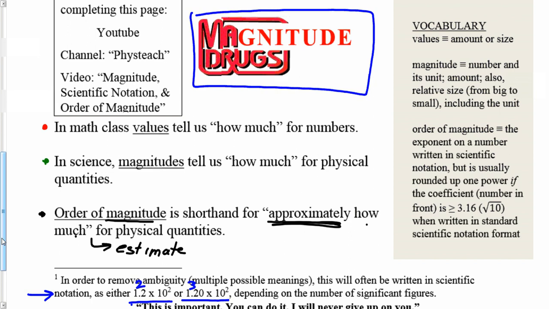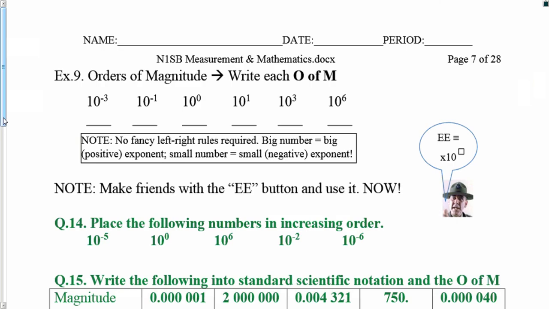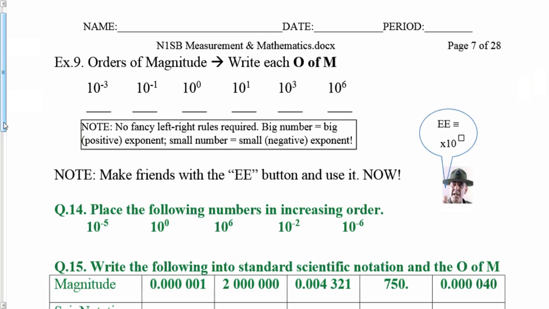Okay, so let's go check this out. On the next page, you will see example 9, orders of magnitude. Write each order of magnitude. Now, if you remember, magnitude is how much. Order of is just approximately how much. Here's how you do it. This number, 10 to the minus third, that's just shorthand for 0.001. Let's not worry about that just yet, but 10 to the minus third is just a number whose order of magnitude is approximately one thousandth.